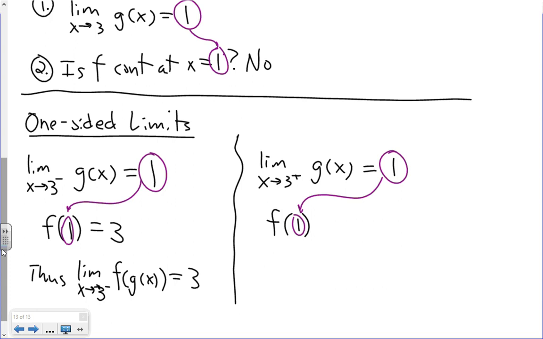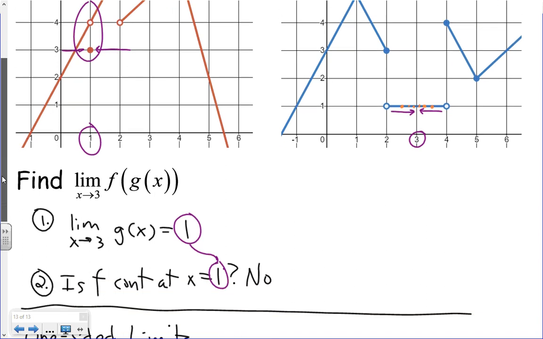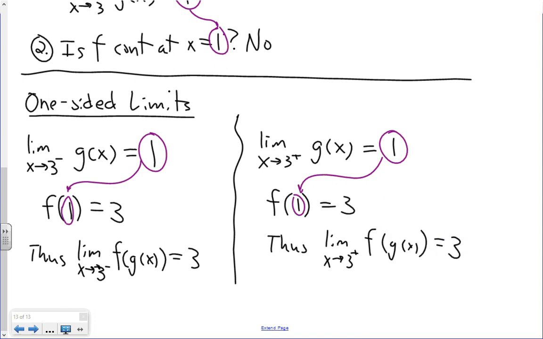Now we've already evaluated f at 1, but again, if you look at your graph, I'm looking for the filled in circle there. So at x equals 1, I'm getting a value of 3. So this is equal to 3. And so my conclusion from this is thus the limit as x goes to 3 from the right side of f of g of x, my composition, that's equal to 3.